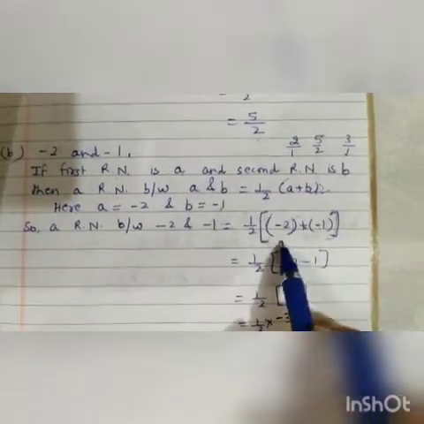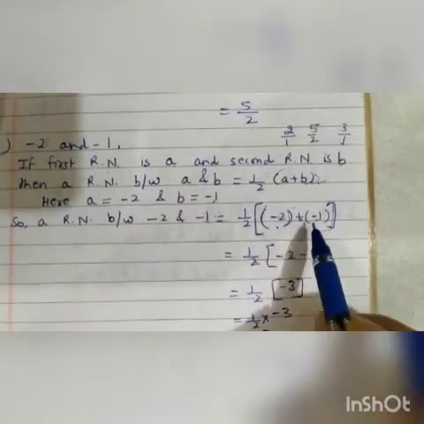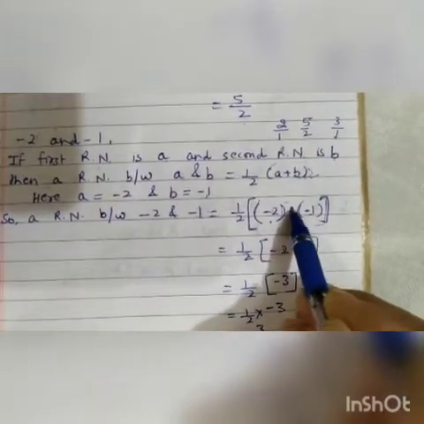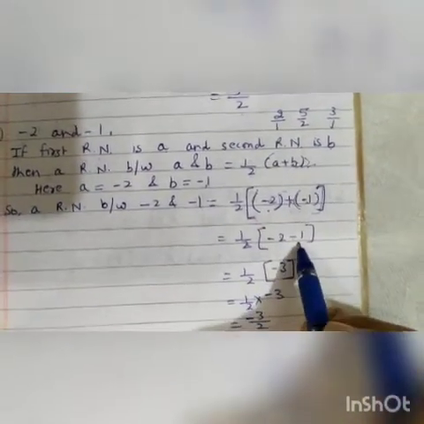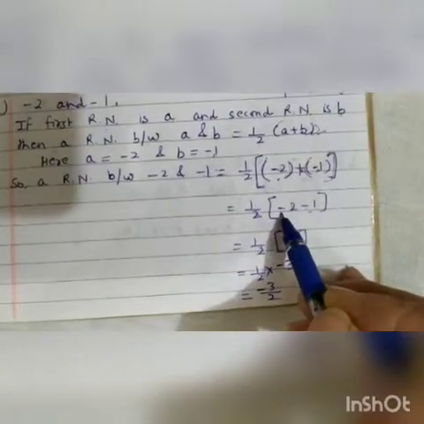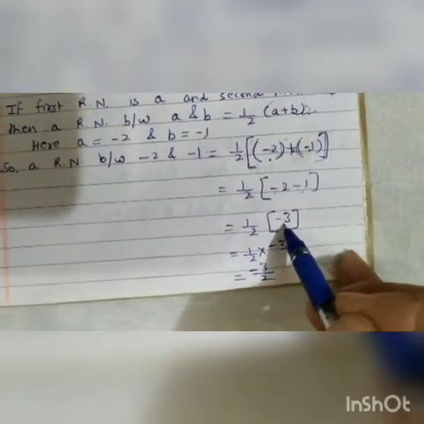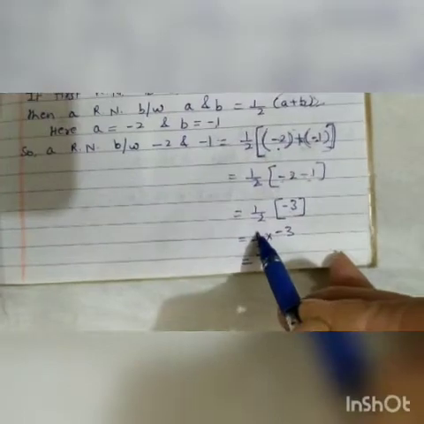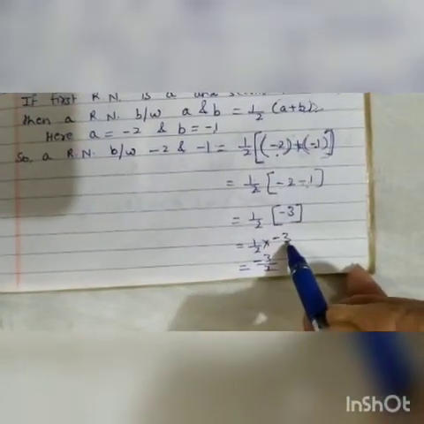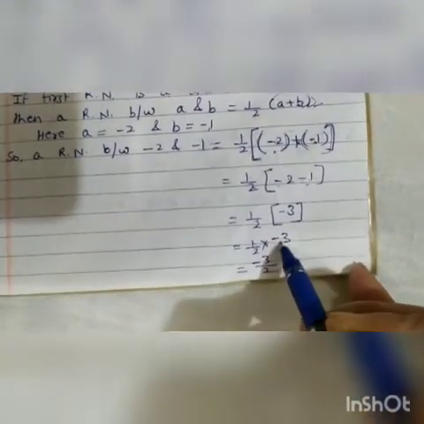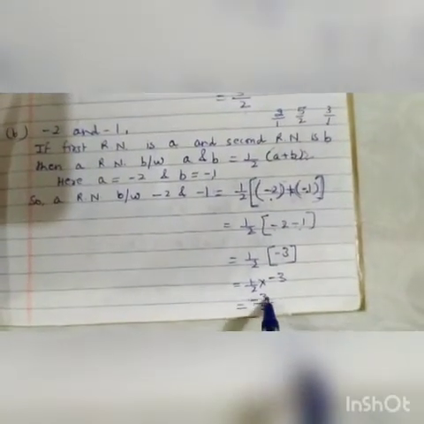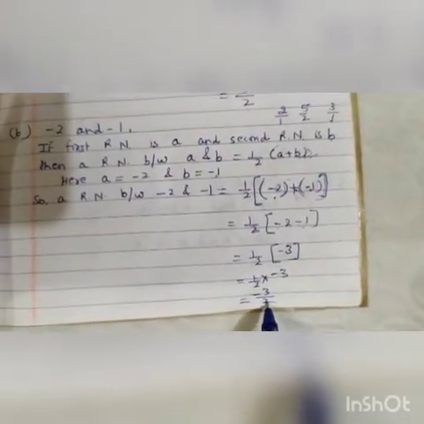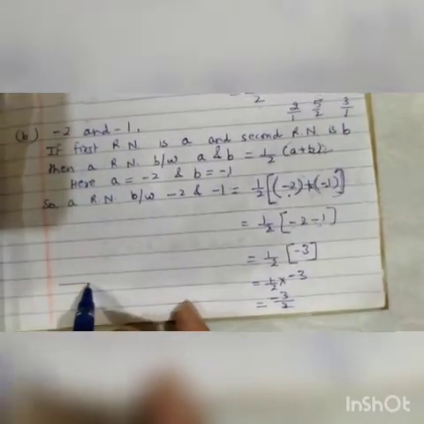Then 1 upon 2, simplify it. It will be minus 2 minus 1 because outside this bracket there is a plus sign. So we will write minus 2 as it is, minus 1 as it is. 1 upon 2, when we simplify minus 2 and minus 1, we get minus 3. Then 1 upon 2 multiplied by minus 3 is minus 3 upon 2. Means a rational number between minus 2 and minus 1 is minus 3 upon 2. Clear?